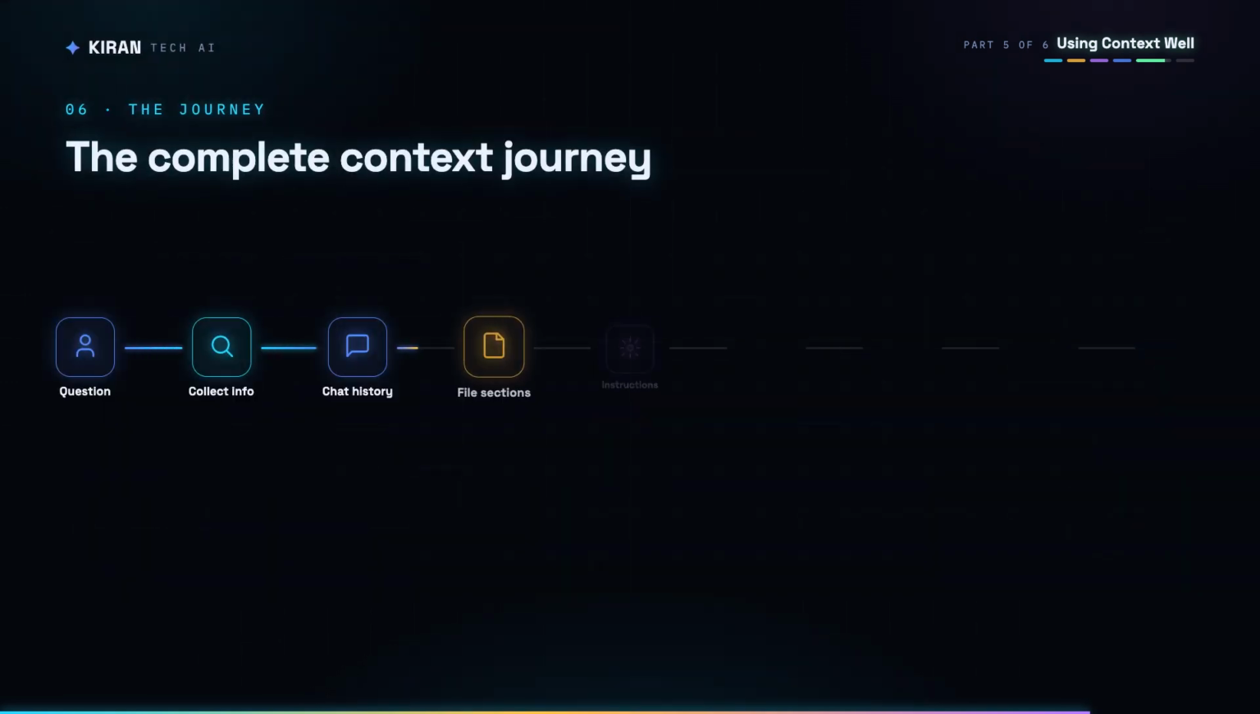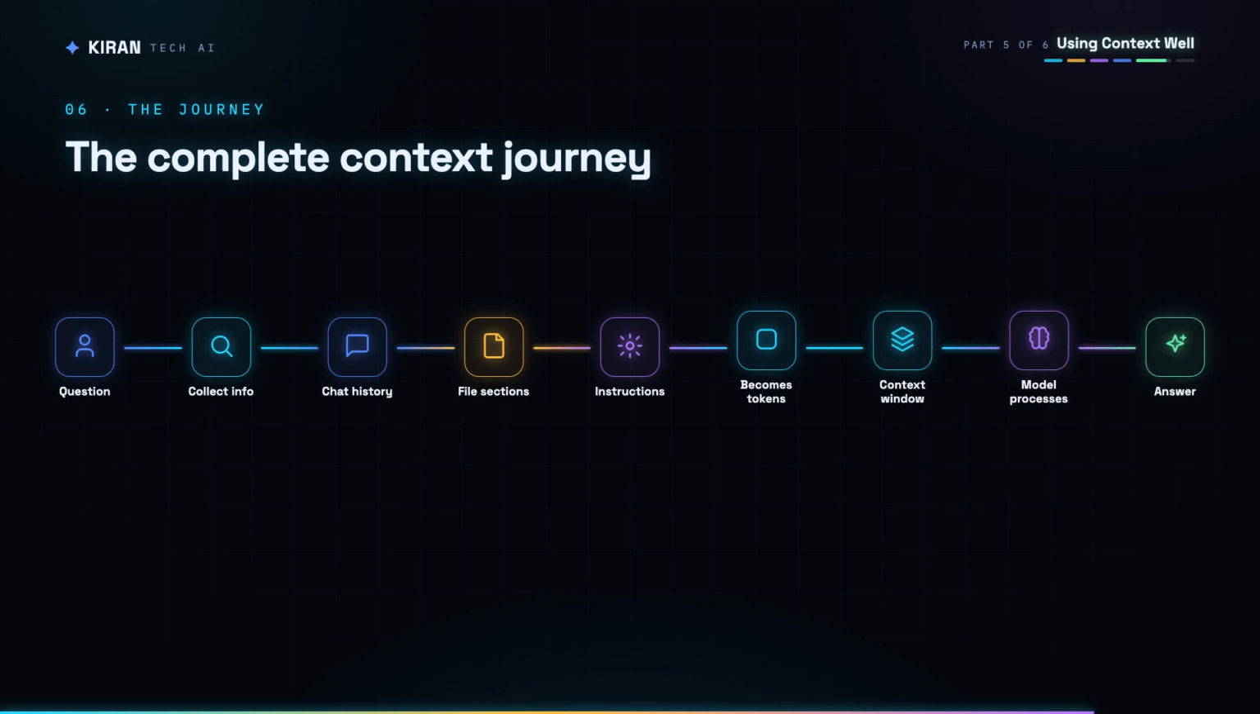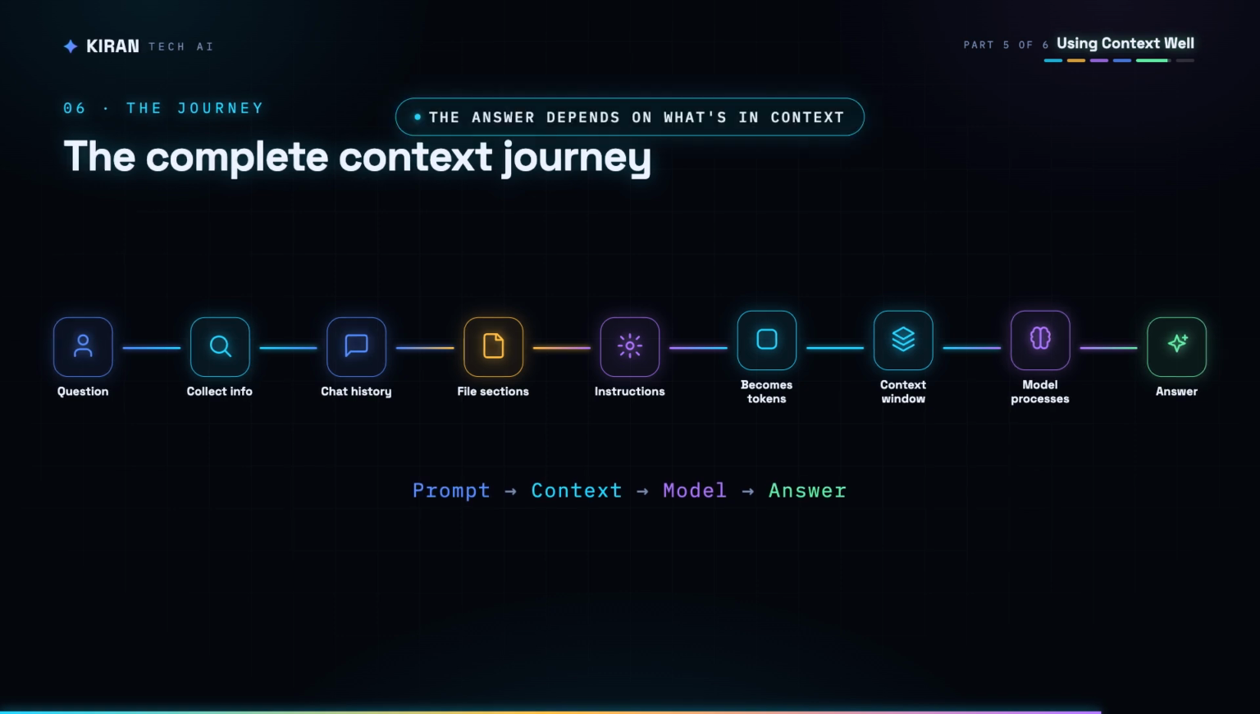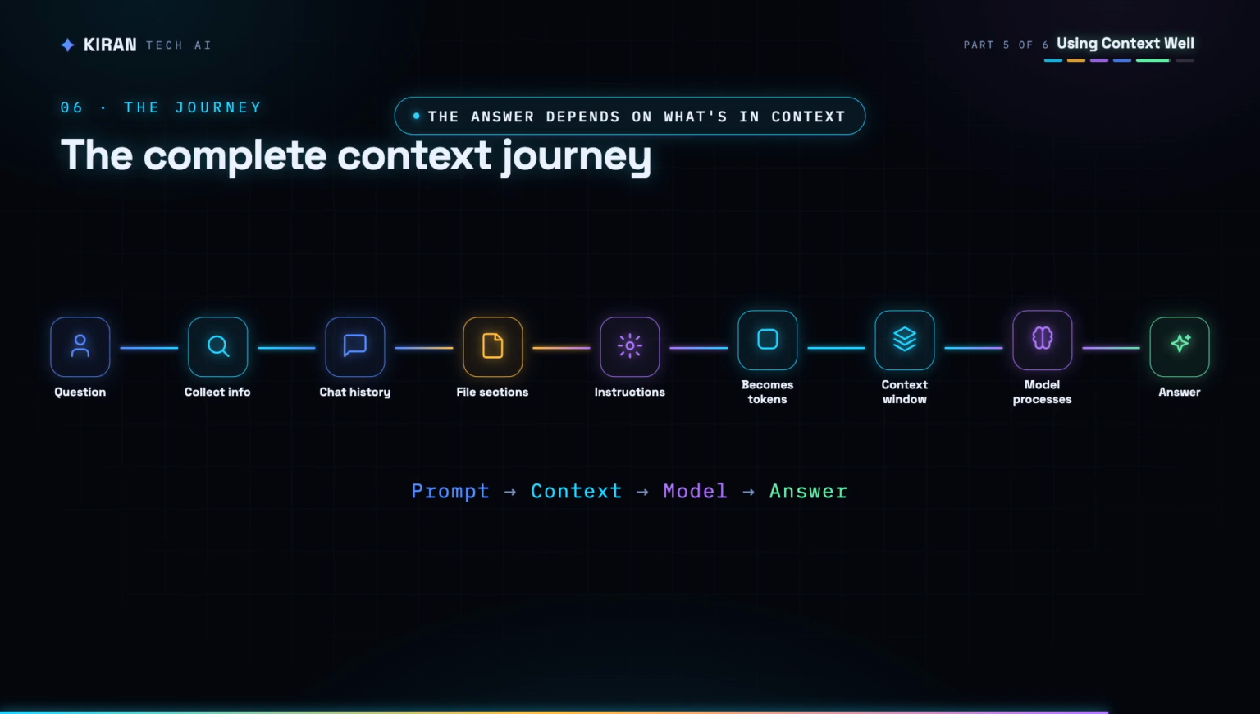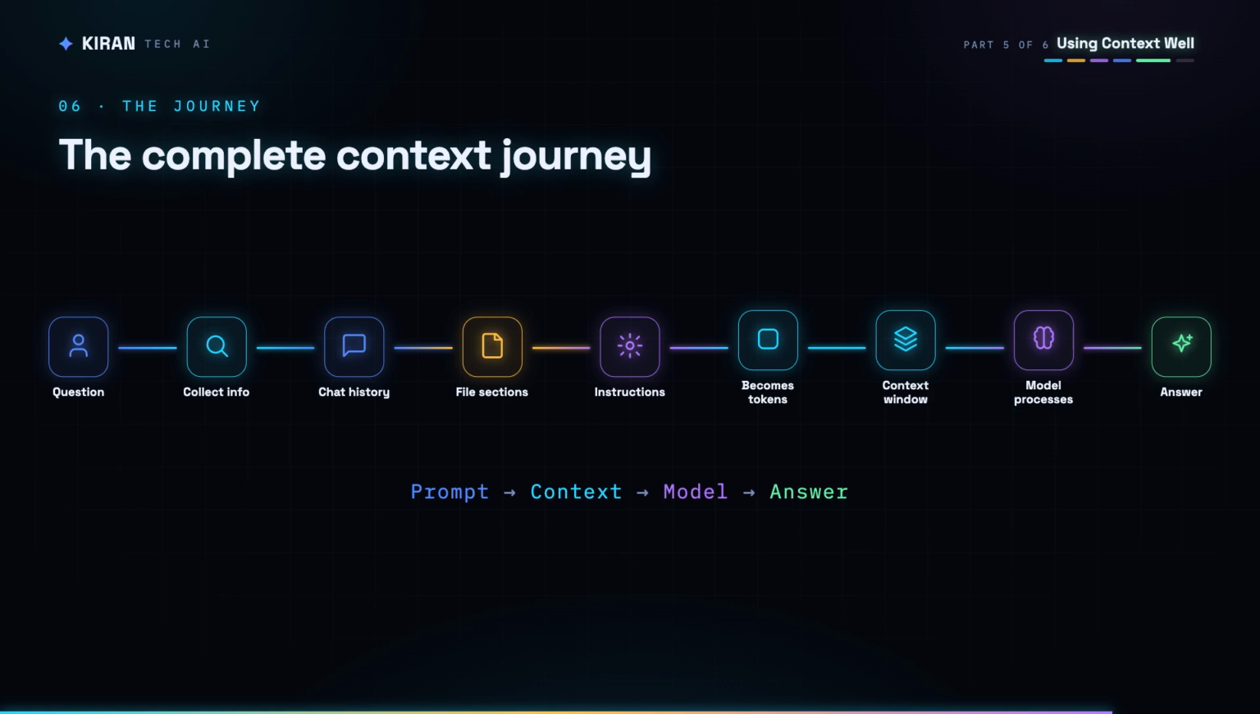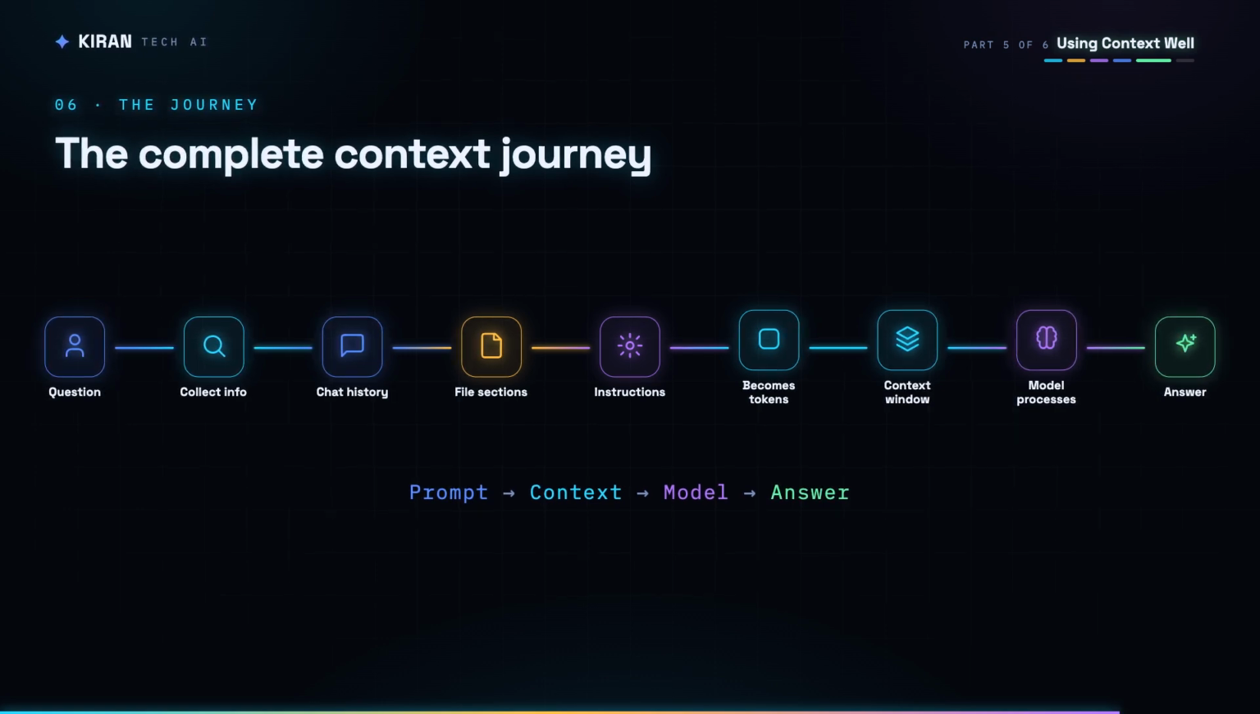Now let's put the whole journey together, from start to finish, the way the screen shows it. First, you write your prompt. That prompt, plus the chat history and any files, becomes the context, everything placed on the AI's table. Then the model reads that whole context, every token of it, and uses it to think. And finally, it gives you an answer.